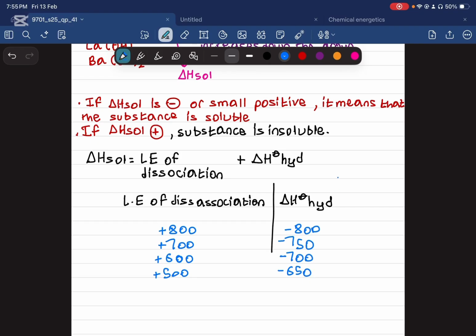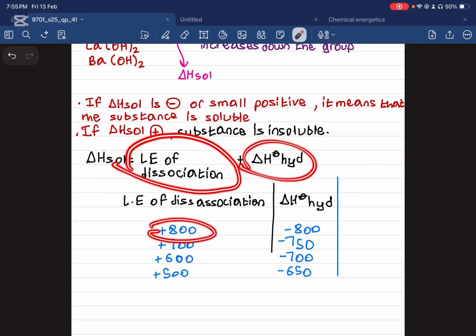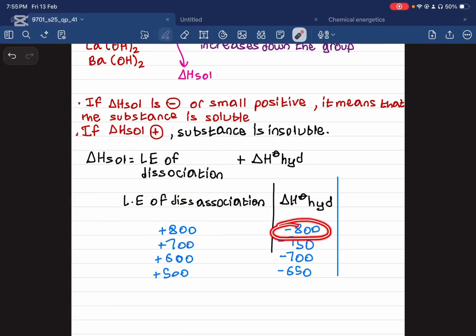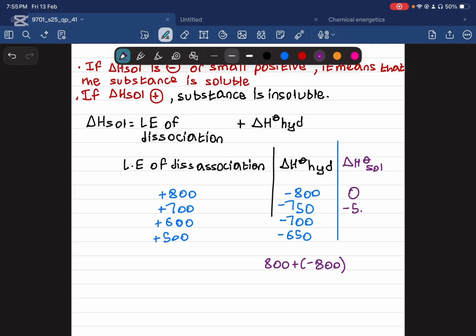I want you to calculate the enthalpy change of solution in each case. How will you calculate? Enthalpy change of solution is this plus this. 800 plus minus 800. What's 800 plus minus 800? 0. So here the enthalpy change of solution is 0. What about this one? 700 plus minus 750. Plus into minus is minus. So 700 minus 750 is minus 50. Then after that, minus 100.